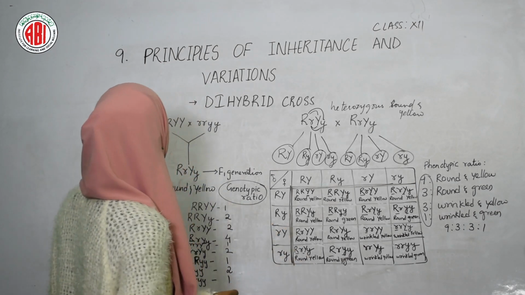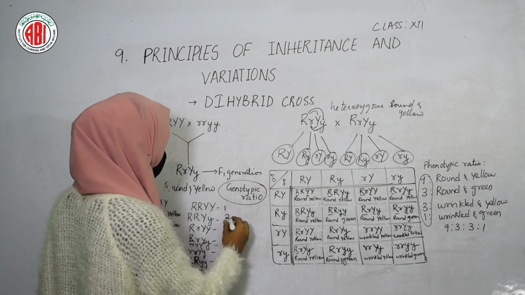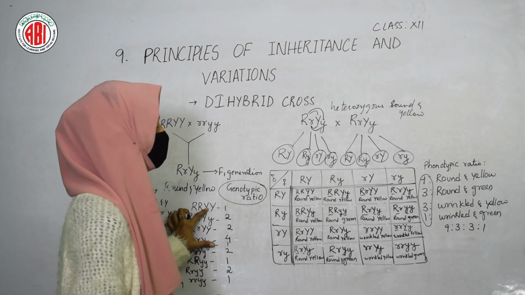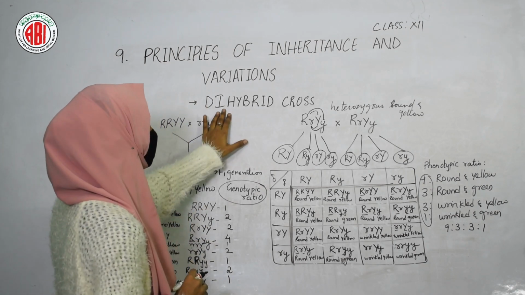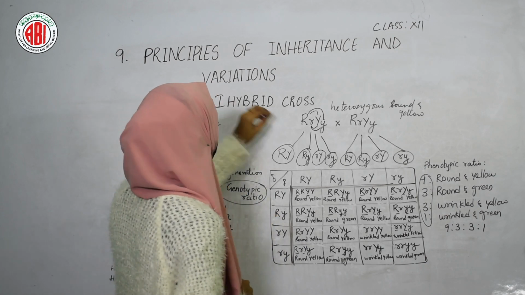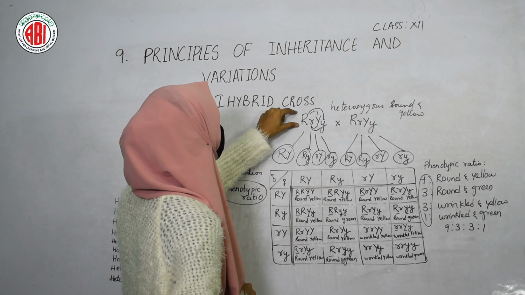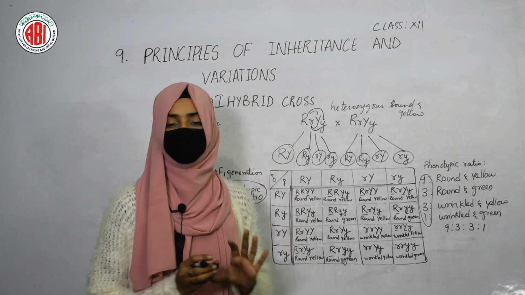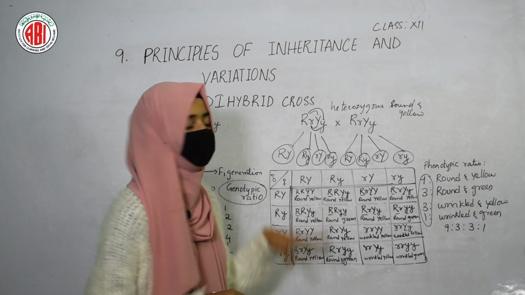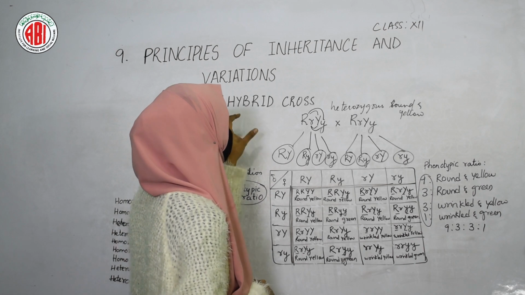In such a way, the genotypic ratio of the dihybrid cross is 1:2:2:4:1:2:1:2:1. This is the genotypic ratio. In the dihybrid cross, we take 2 pairs of contrasting characters. Here we have taken seed shape and seed color. Seed shape is round and wrinkled, and seed color is yellow and green.